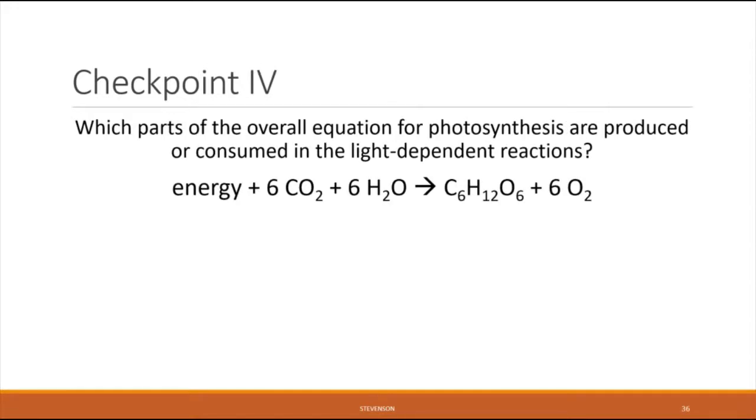I also want you to, in this checkpoint, tell me which components of the overall equation for photosynthesis are either produced or consumed during the light-dependent reactions. Which components did we see active during the first stage?